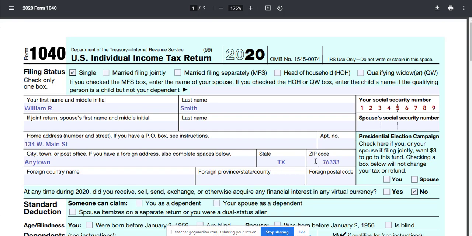And we didn't fill in the joint return spouse's information because he's single. He doesn't have a joint return. We're not filling in the foreign information because he doesn't live in a foreign country. Let me read this question correctly. In 2020, did you receive, send, sell, exchange, or otherwise acquire any financial interest in any virtual currency?